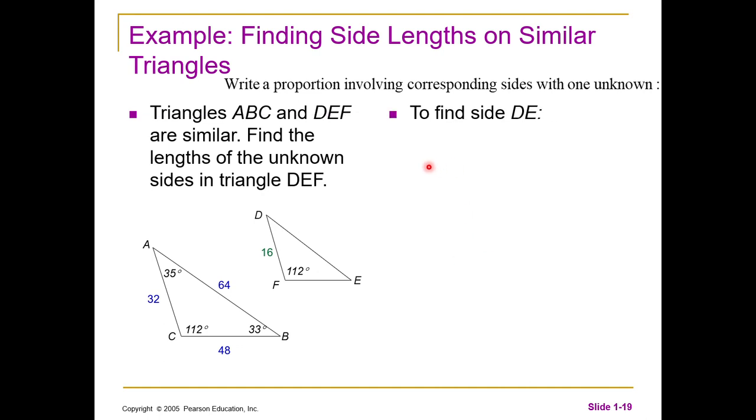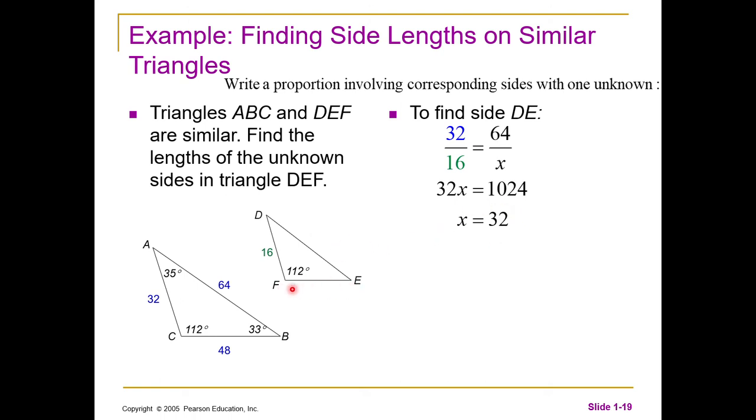Okay, so, write the proportion involving corresponding sides with one unknown. So, for example, to find the side DE, pwede natin itong AC over DF, kasi nga, we're looking for the DE. So, AC over DF, and then AB over DE. So, we have cross multiply 32 times x, and then 16 times 64, we have 1024. So, x is equal to 32. So, itong side na to ay 32.